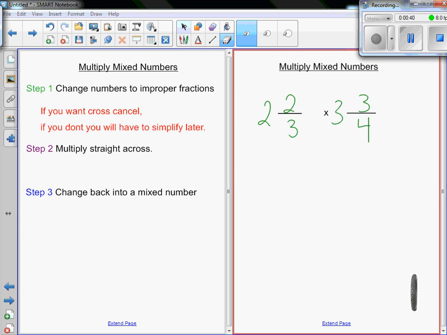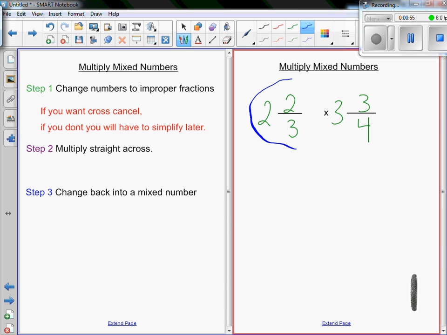Okay, for this next part, I'm going to go over the steps. Step number 1, you need to change your numbers so that they're improper fractions. To show you how to do this, I'm going to show you the way I do it, which is a half circle, and then I multiply the bottom and I add the top.